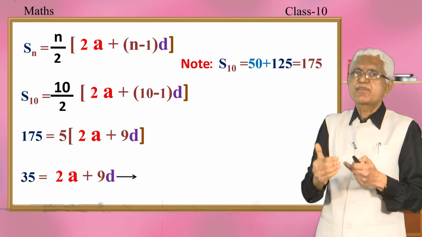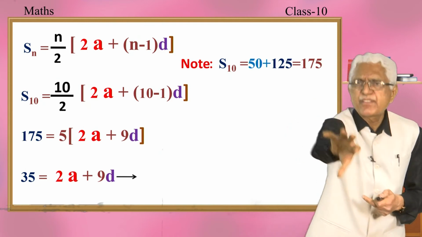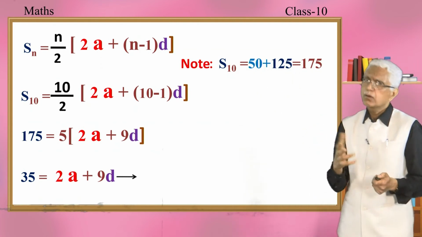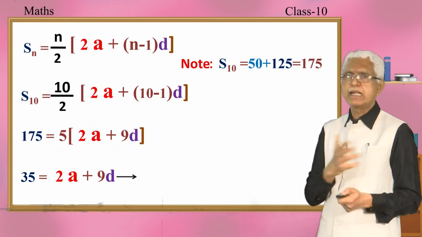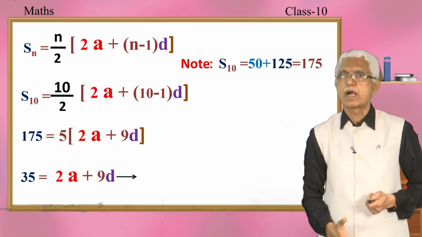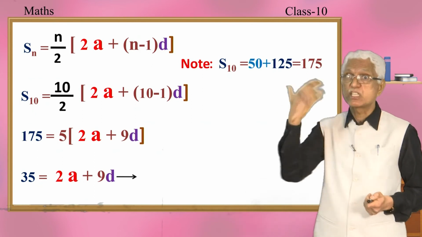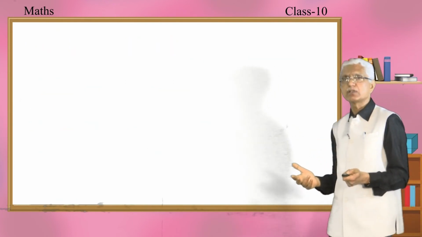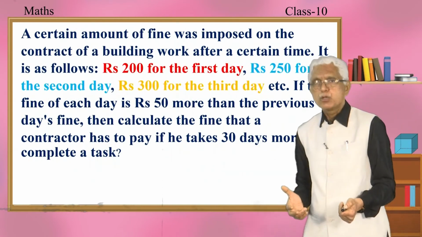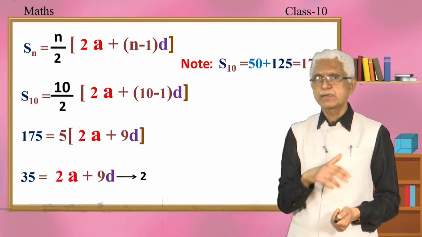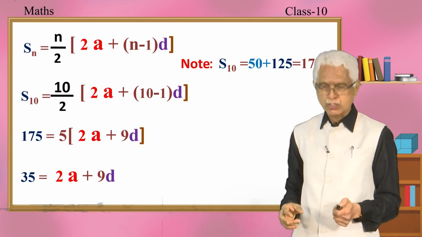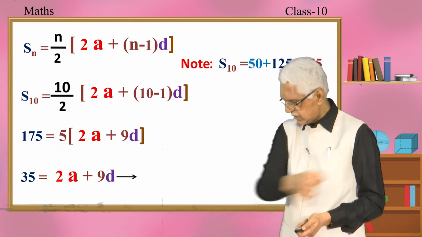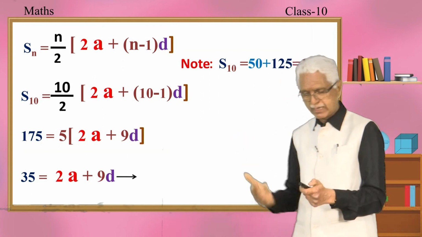The process of getting the pair of linear equations is different here. I am using the formula n by 2 into 2a plus n minus 1 into d in this case. As long as you are confident and sure of any method, you can work it out in that method. But it is my duty to suggest to you to think of another way of working out the same problem. So you got a pair of linear equations, and when you take those two equations and solve, you will be able to get a and d, and you can happily write down your AP.